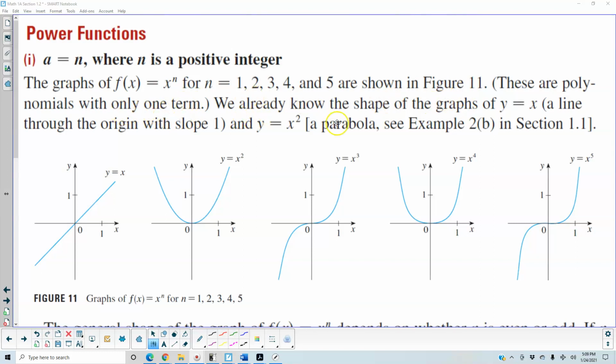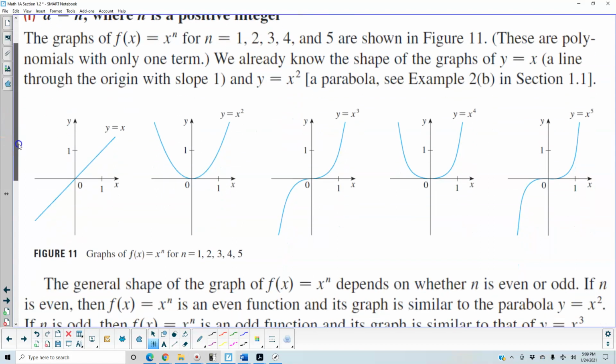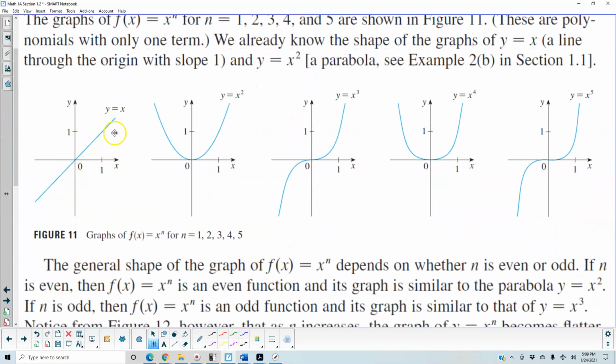We already know the shape of the graphs of y equals x, a line through the origin with slope 1, and y equals x squared, a parabola. So here we have y equals x, which is a line. Y equals x squared is a parabola. Here is your cubic function. Here is x to the fourth, and here is x to the fifth.